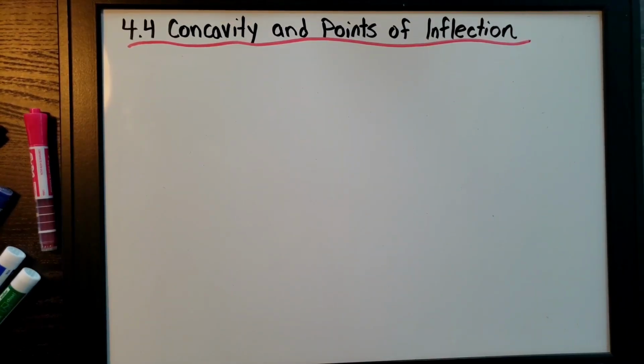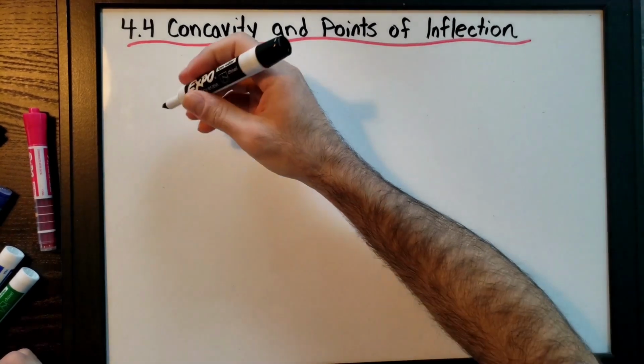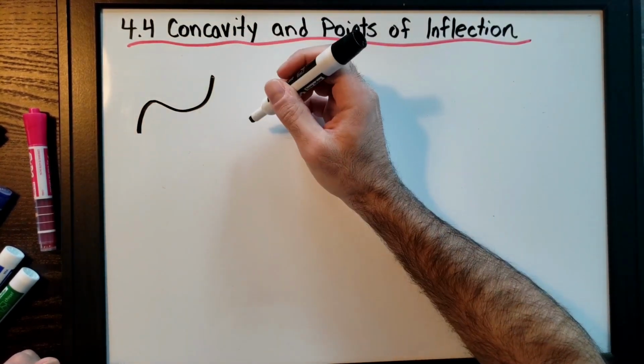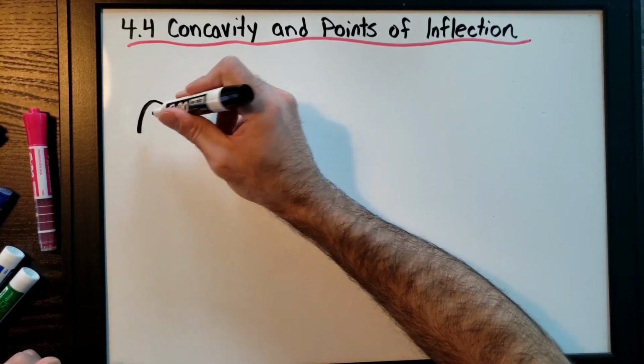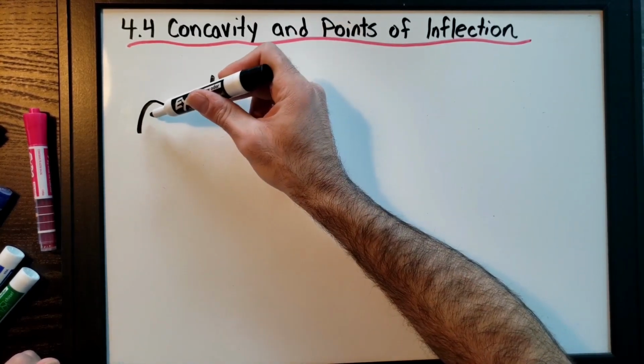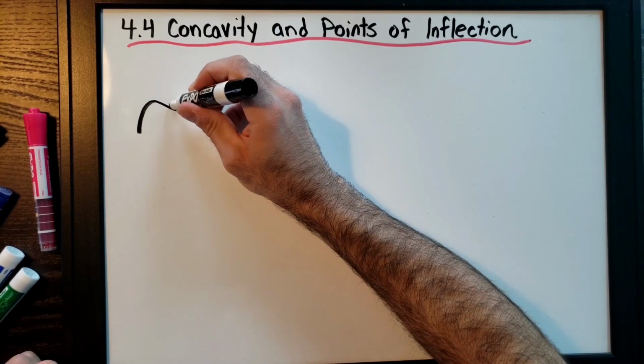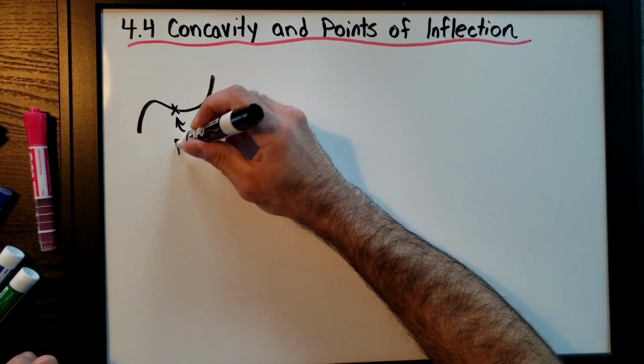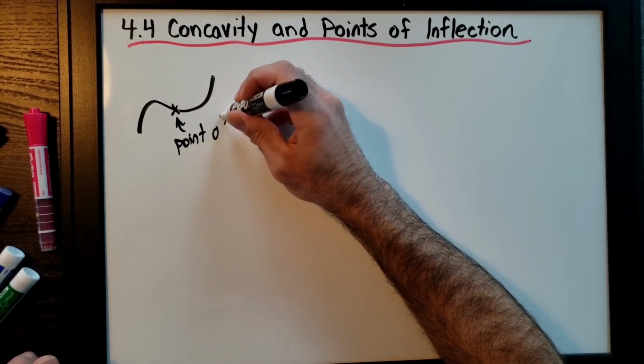So now we're going to talk about points of inflection in particular. So a point of inflection is where the concavity changes. So if I have a function that changes in concavity, you can see over here it's concave up, and over here it's concave down, here it's concave up. So where it changes its concavity is called a point of inflection.